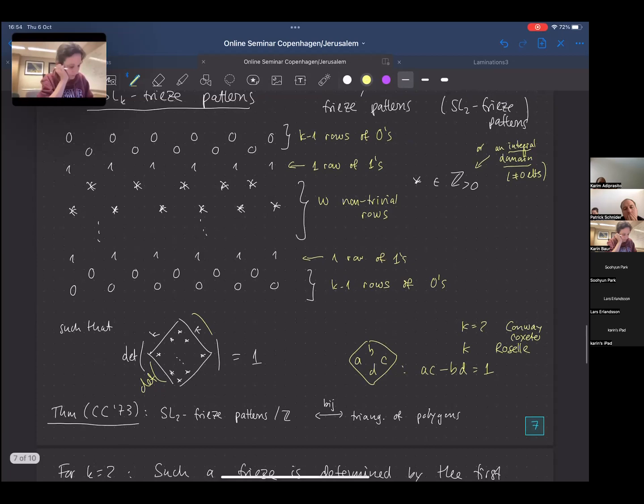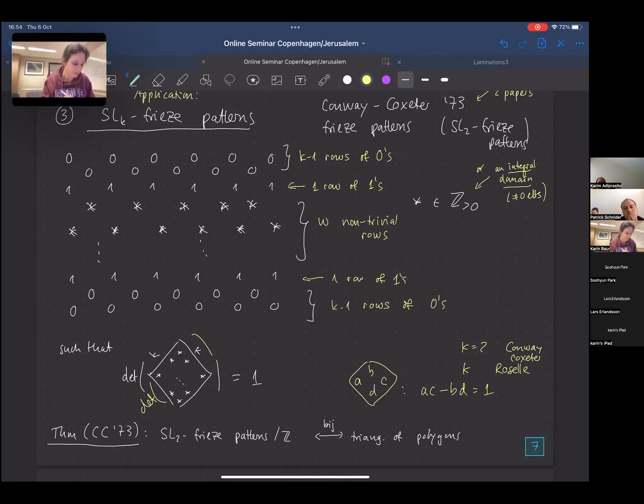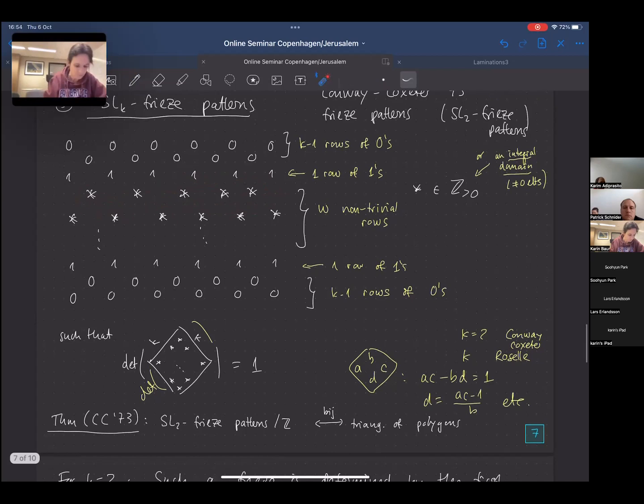But also, if we look at the k equals two case, so we have this row of ones, then we have a row of some numbers in the integers or in an integral domain. When we know this row, we already know the rest, because the next one is given simply by this determinantal rule. So D would be (AC minus one) over B, etc. So the first non-trivial row determines the whole pattern when k equals two. And Coxeter called that the quiddity row. Quiddity means essence.